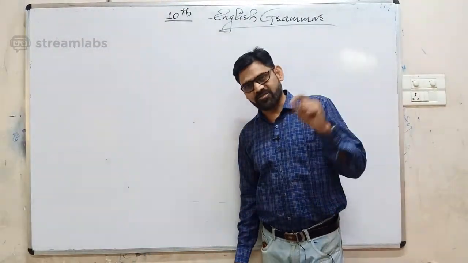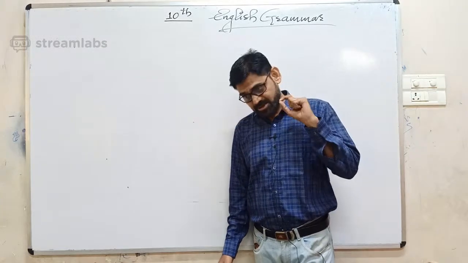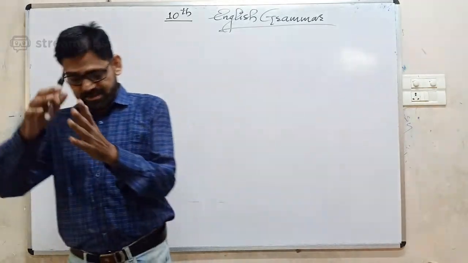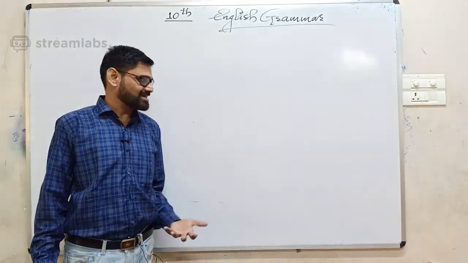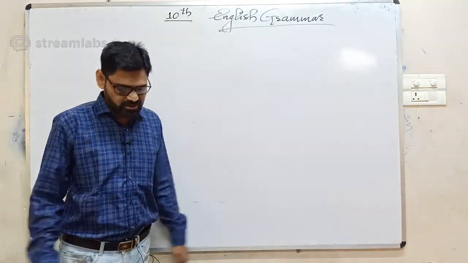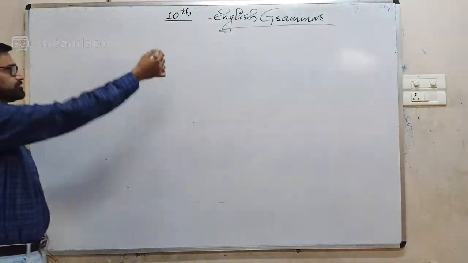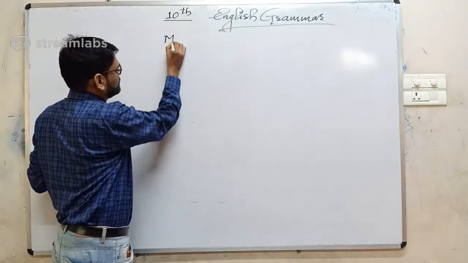Has in place of have, or do in place of does. In case of doesn't, it's don't, haven't, hasn't, and finally they lose marks. Let's come to modal auxiliaries now.